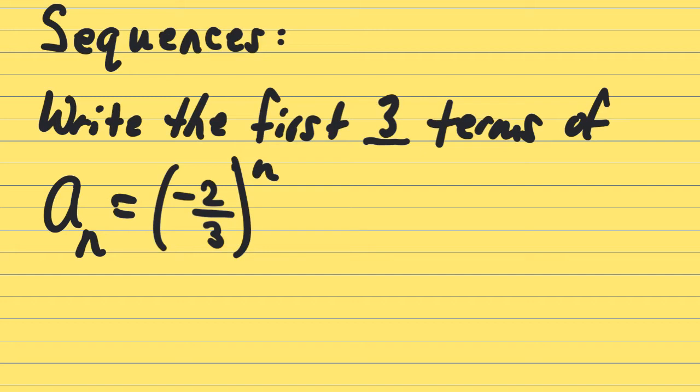So you'll start out with some problems where you're asked to write 3 or 4, or sometimes 5 terms of a sequence, and you'll be given the nth term, such as this one, where a sub n is equal to negative 2/3 all to the n power. The n is going to be your counting numbers, so you'll start with 1, substitute a 1 in for n, then you move up to 2, and so forth. So our very first term is called a sub 1.